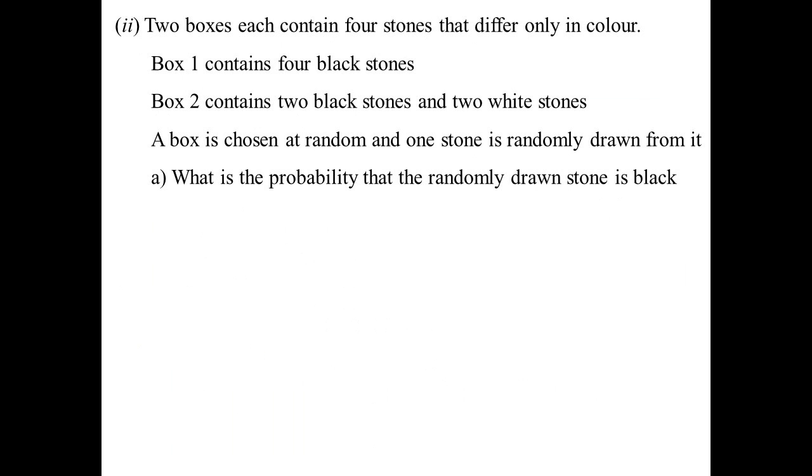There's another way of thinking about it. We've got 2 boxes. They each have 4 stones in them. The only difference between these stones is that some are a different colour. In box 1, we've got 4 black stones. Box 2 has 2 black stones and 2 white stones. For the first part, we're going to choose a box at random first of all, then pull a stone out of it. What's the probability that the stone we draw out is black? Well, it would be this.